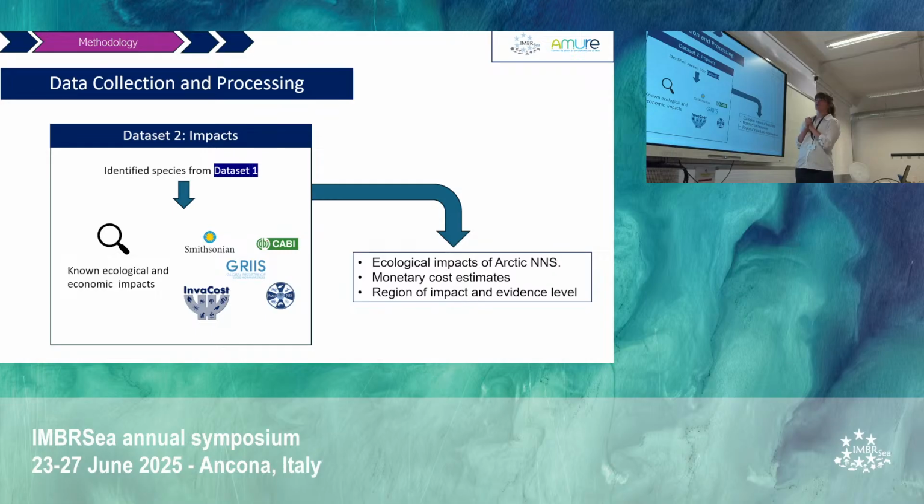Dataset 2 focuses on impacts and is based on the list of identified species from dataset 1, that is, the species we know are present in the Arctic, and was created through a systematic search of ecological and economic impacts of these species within relevant databases. These are highlighted here. I also noted the region of impact as well as what I call the evidence level, which is whether the impact is based on documented observations and quantitative data, or whether it's more indirect connections and speculative impacts.